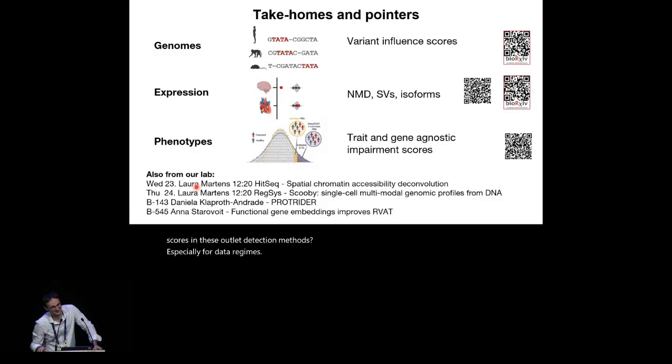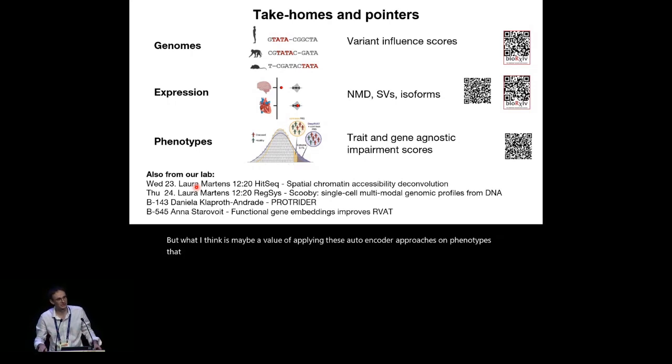Sorry, to use the gene impairment scores, since they're a quantitative value again, so you could see them as another omics, and use them instead of one of the other omics layers you use in OUTRIDER. Perhaps I didn't think this way. But what I think is that maybe there is value in applying these autoencoder approaches on phenotypes, and that perhaps will clean up a lot of correlations that we see, for example, in blood biomarker measurements. And maybe they will correlate better with the genes, but we only started to explore that.